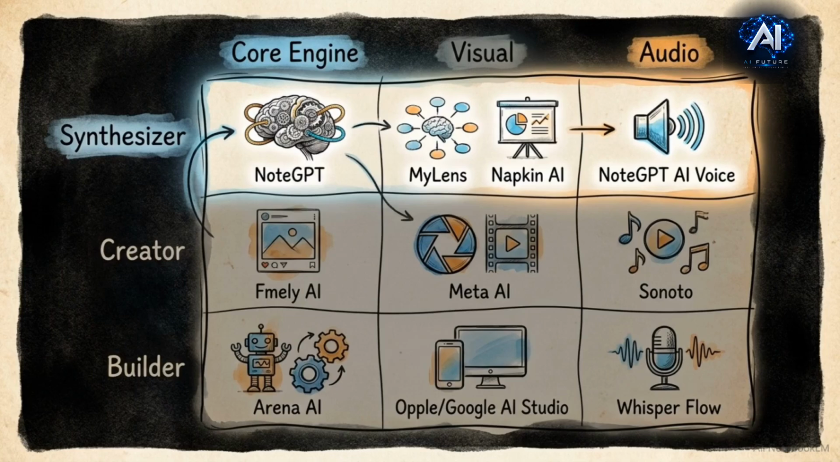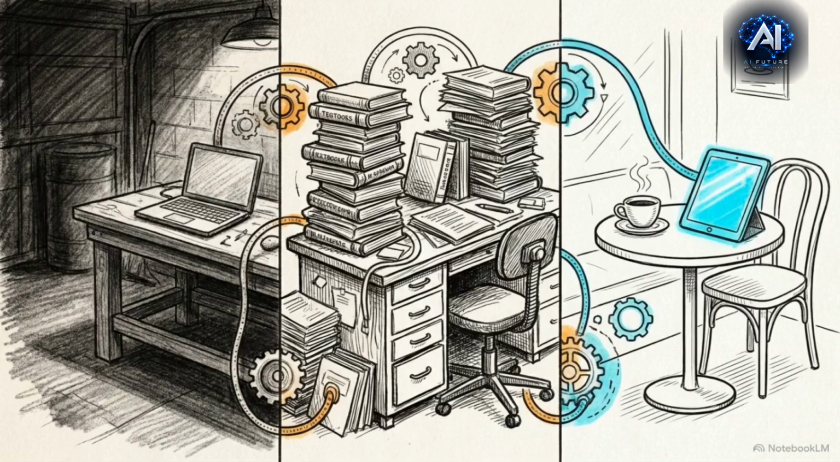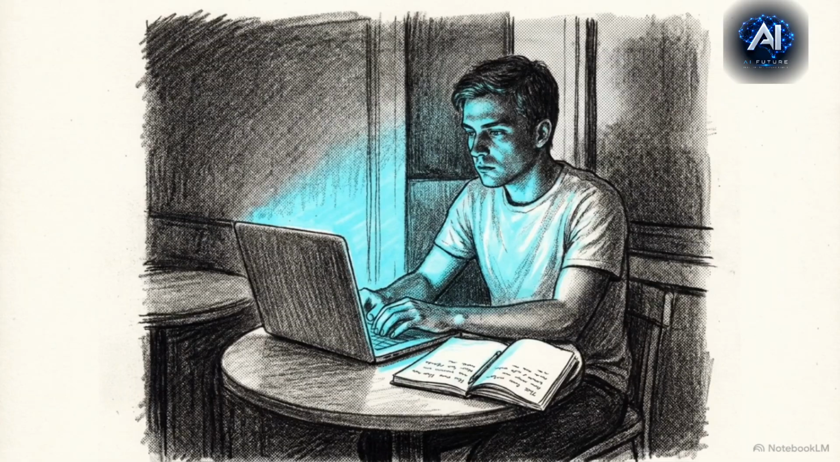This matrix grid organizes everything. Rows represent the synthesizer, creator, and builder personas, while columns break down core processing, visual, and audio engines. Assigning tools to their exact slots resolves the dilemma of choice. You only look at the row matching your daily work. This $0 stack is built for bootstrapped founders, budget-constrained students, and solopreneurs. It is for anyone who currently possesses more time than capital.